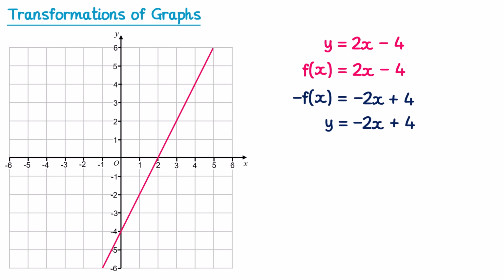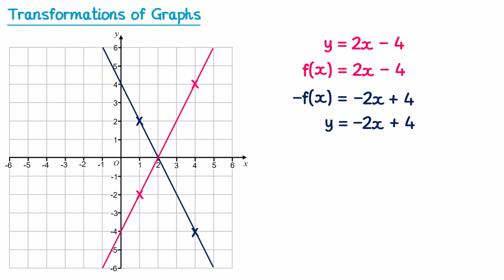Let's now draw the graph of y equals negative 2x plus 4. That graph would look like this. If you look closely at this, you can see that to get the blue graph from the red graph, we've just reflected it in the x-axis. So if we take a point on the original one, 1, negative 2, this has been reflected up to 1, positive 2. If we take another point above the axis, like 4, 4, this has been reflected in the x-axis down to 4, negative 4.